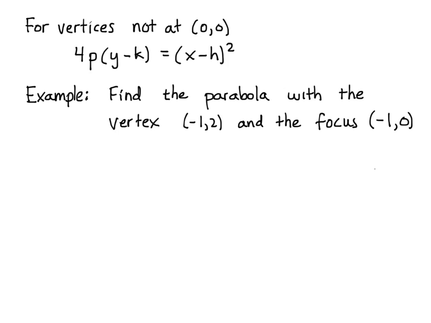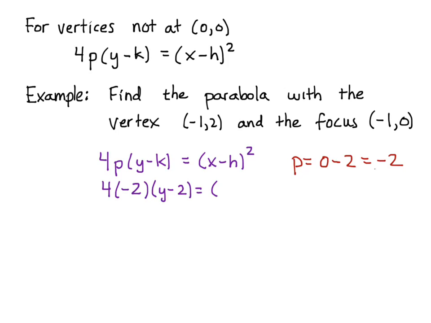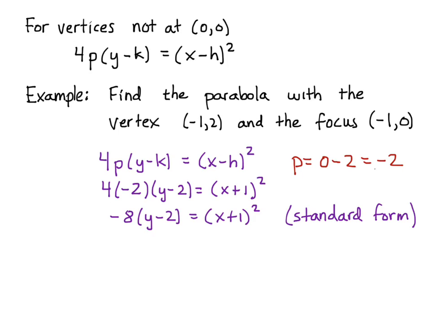Yeah, and then what's the value of it? Negative what? 1/4? No. Just p. Ignore the 4 in the equation. I just want p. p is the distance from here to there. And since the focus is below the vertex, it's going to be negative, so it's negative 2. Okay? And so we just pop those numbers into our equation. p equals negative 2. So when we put those numbers in and simplify, there's the standard form of our equation.